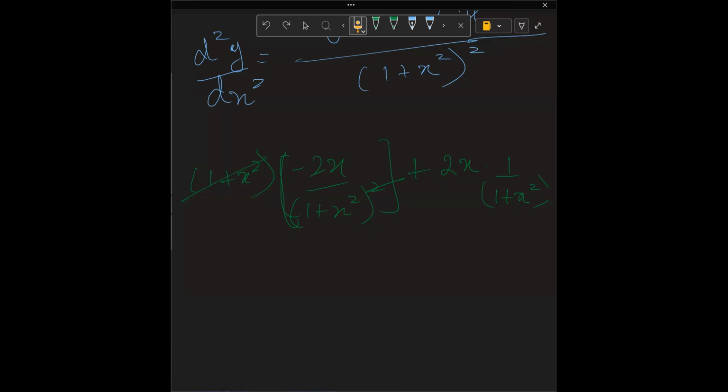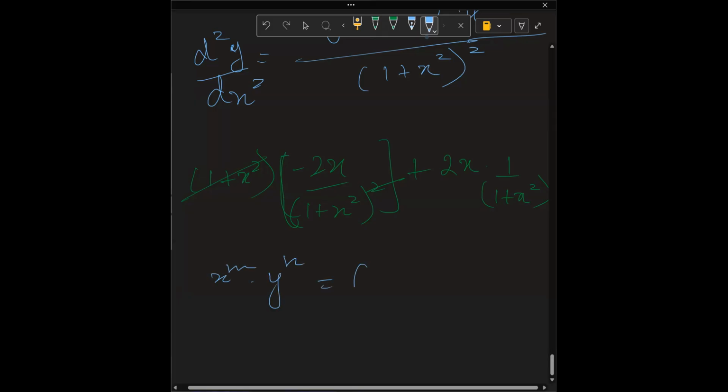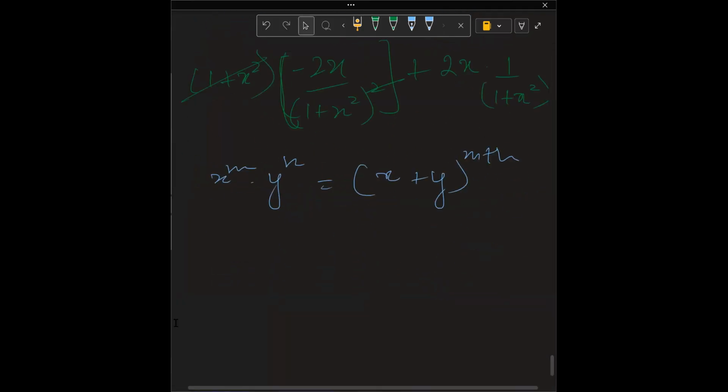Okay, so the question is x power m y power n equals to x plus y power m plus n, right? And you have to prove that dy by dx is equals to y upon x. You have to prove this. dy by dx is equals to y over x. ये आपको प्रूव करना है.